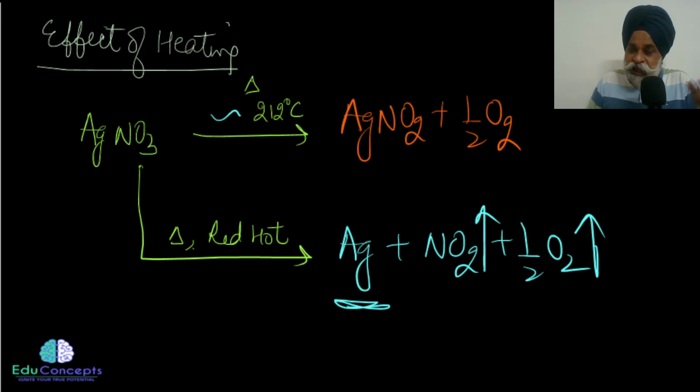Now the point is, I almost have discussed everything around silver nitrate. The two things which I say once again are, one, that it is a very good precipitating reagent, and second, the reaction of silver nitrate with phosphine, that is very important.